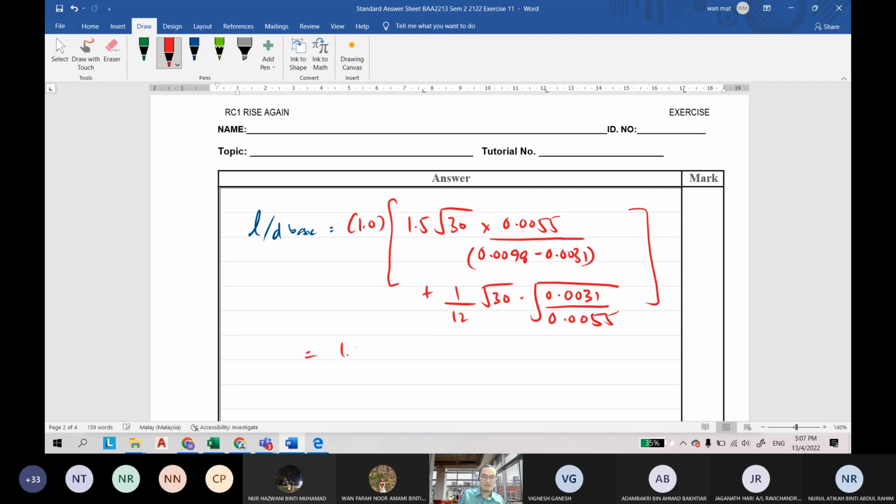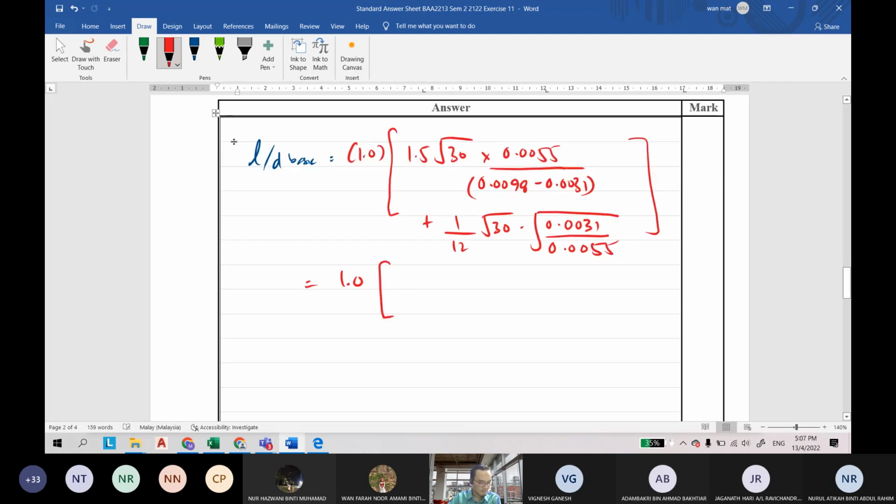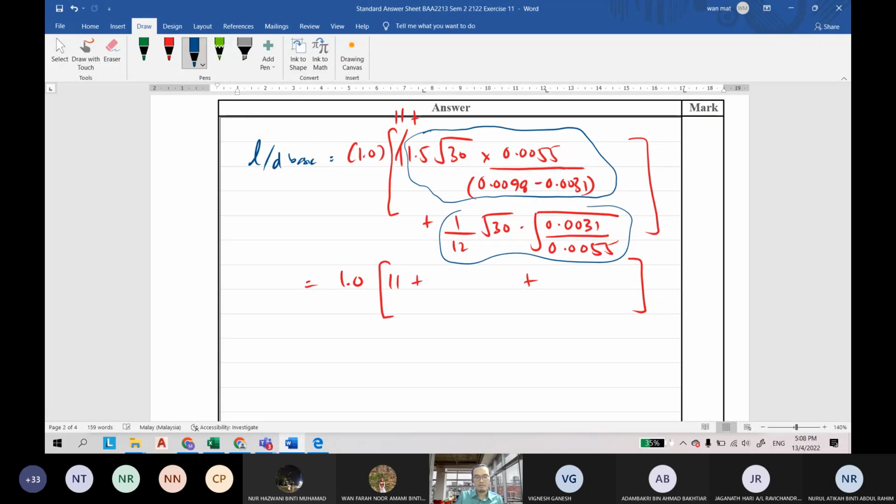Okay, 1.0 times, okay, this is 11 actually. 11, okay, sorry, 11 plus 1.5. So 11 plus how much, any answer? 11 plus how much? Okay, what is the answer for this? Anybody settle this one? And also this one. Okay, this one is here. This one you put here. Okay, any answer?